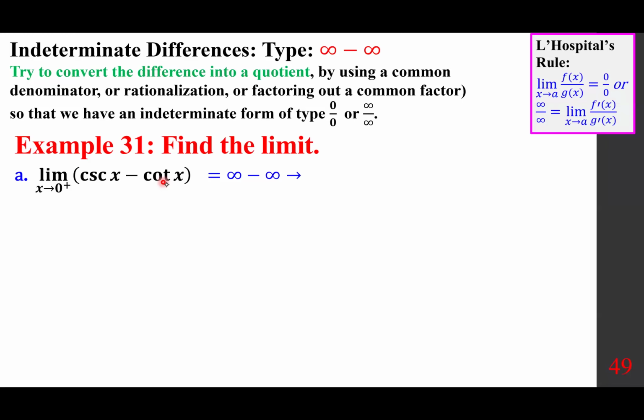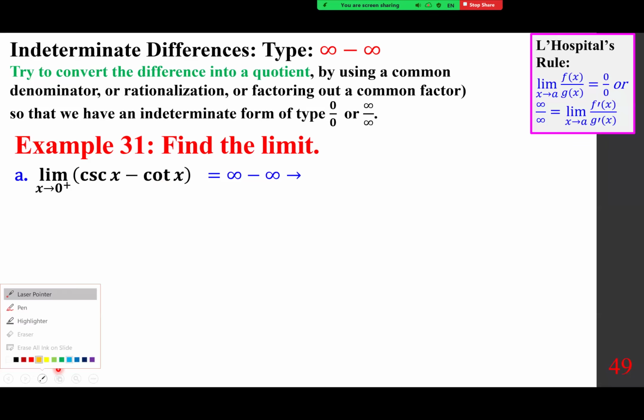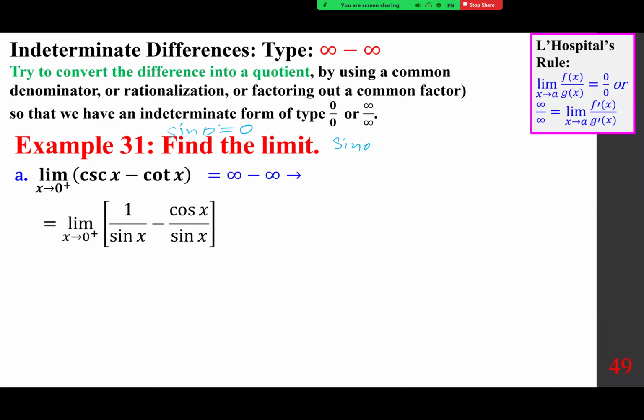Again, I'm assuming that common arcs, we are comfortable with them and we know what's going on. And reminding you that we should know that sine of 0 is 0. Okay. All right, so change it to 1 over sine and cosine over sine. So you can take a common denominator of sine x. So if I take a common denominator, it becomes 1 minus cosine x over sine x.